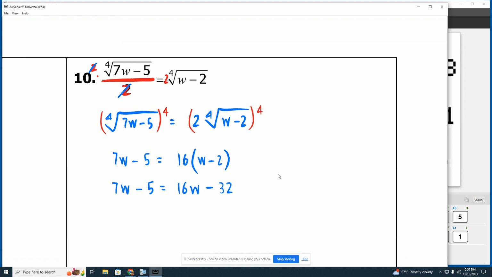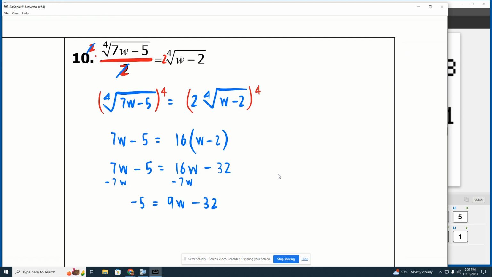So let's solve this thing. I'm going to move this 7w over by subtracting it. So negative 5 will equal 9w minus 32. Now I'm going to add 32. So negative 5 plus 32 is positive 27, and that equals 9w. Divide by 9, w equals 3.